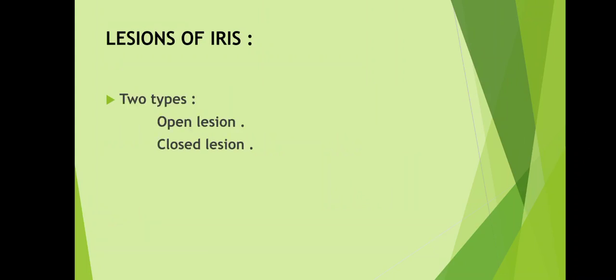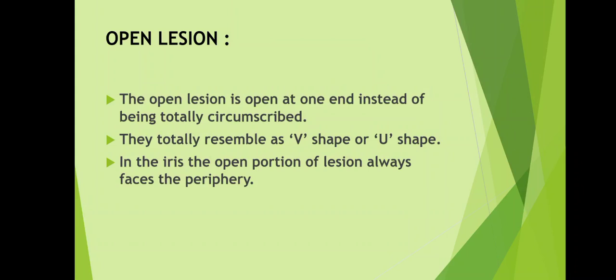Next are the lesions of the iris. There are two types of lesions, that is, open lesion and closed lesion. First is the open lesion. The open lesion is open at one end instead of being totally circumscribed. It resembles a V shape or U shape. In the iris, the open portion of the lesion always faces the periphery.